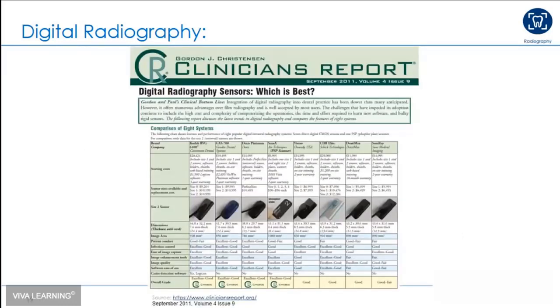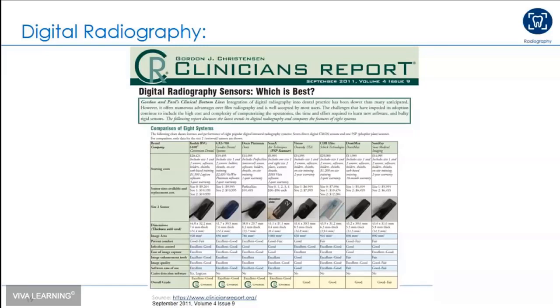You know, Gordon Christensen, dear friend, looked at a lot of the rigid sensors and tried to equate them as to what he thought were good ones on the market. And there are very many good ones that are out there on the market for certain.